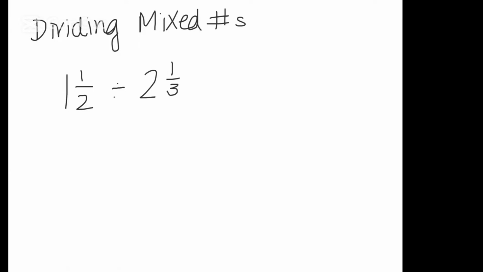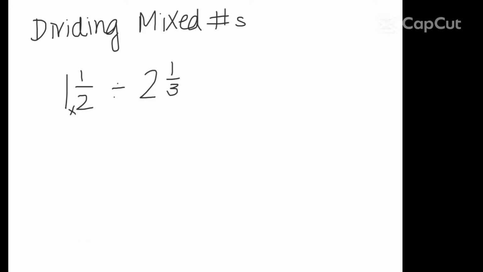The first thing we want to do when we're dividing mixed numbers is turn those mixed numbers into improper fractions. If you haven't gotten into this lesson yet, just be patient with me. I'm going to go over it kind of quickly, and then if you guys have questions, we'll go into details on those questions, okay? So first step, turn them into improper fractions. How do we do that?